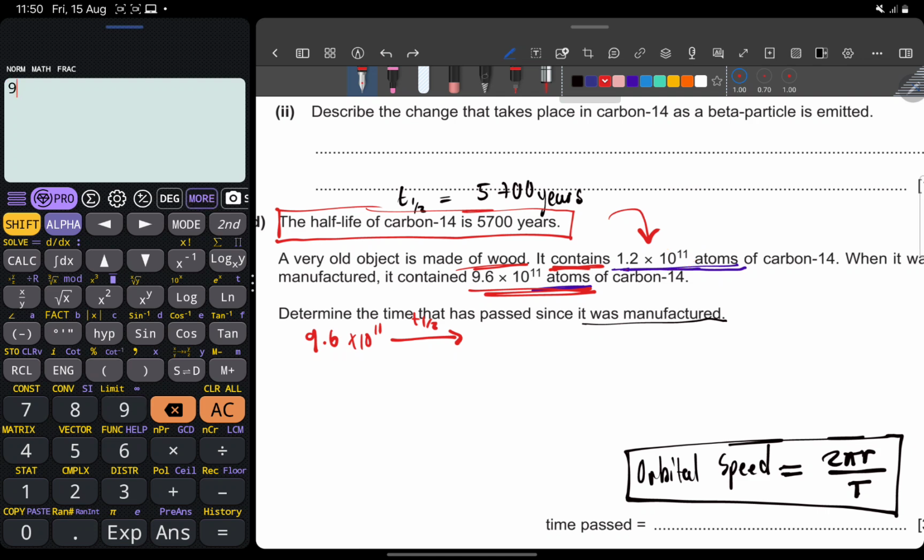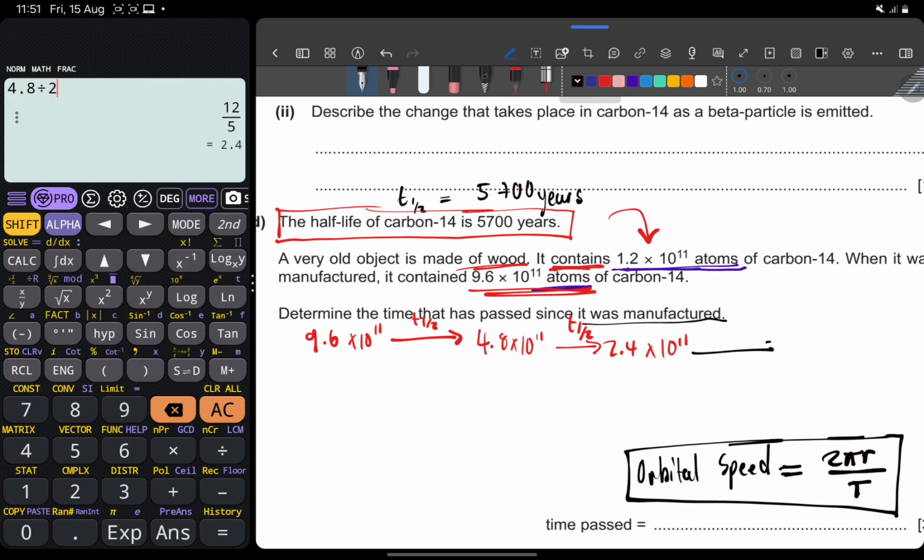So we'll just say 9.6 divided by 2, we'll get 4.8. So now it will be 4.8 times 10 to the 11. That is after one half-life, okay? Then after another half-life, it will be 4.8 divided by 2. It is now 2.4 times 10 to the 11. This is another half-life, right?